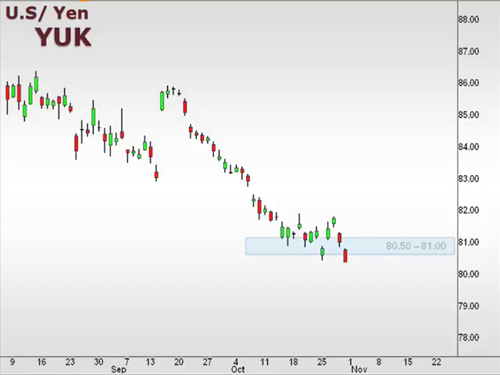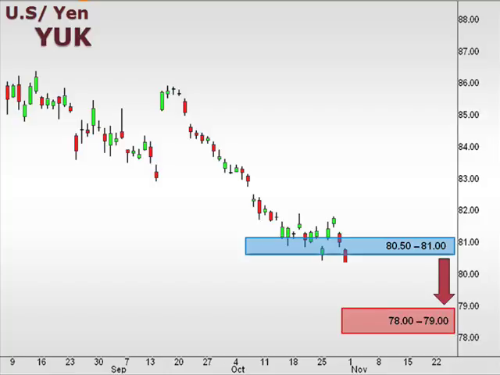Let's take a look at the YUK, the US dollar versus the yen. Well, the YUK broke below the 80.5 support that we had in place last week. We would need to see a move back into the 80.5, 81 zone and a subsequent break above 81.5 for us to trade a move higher for the US dollar against the yen. With the break below 80.5, we would be open to a move towards the 78, 79 box.